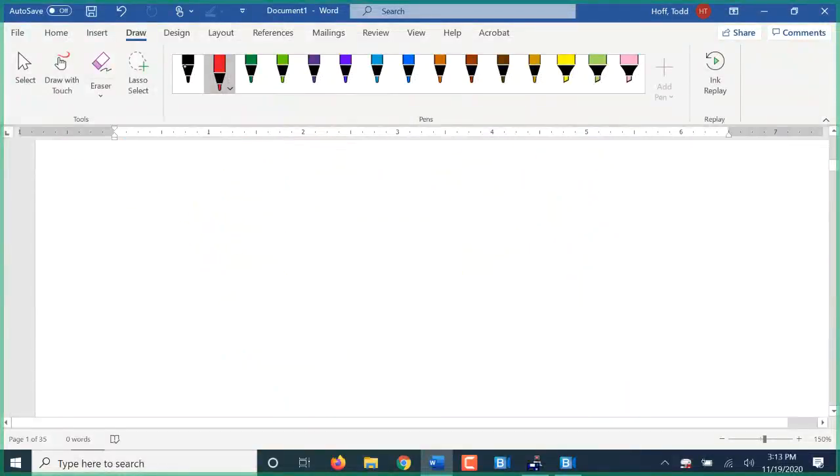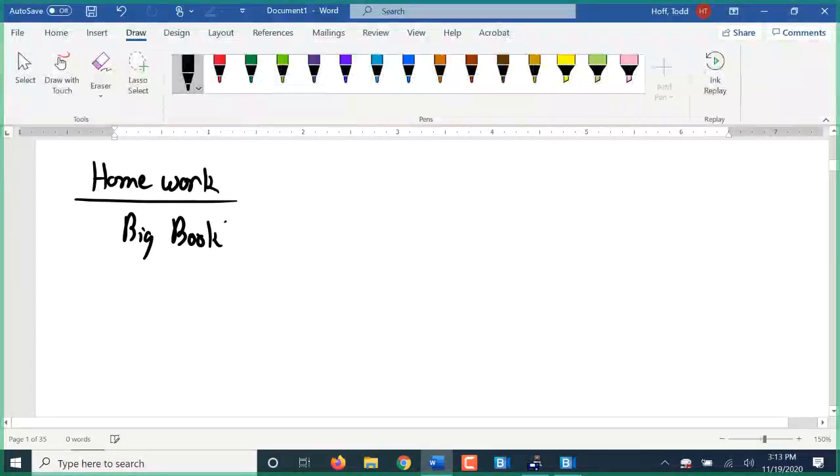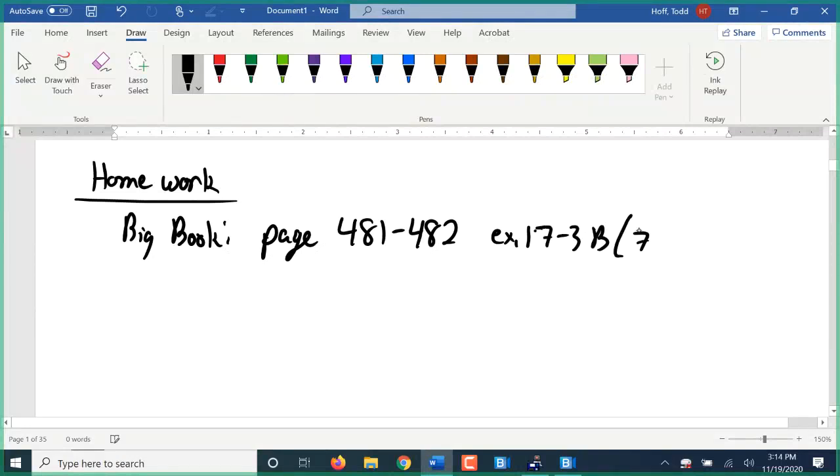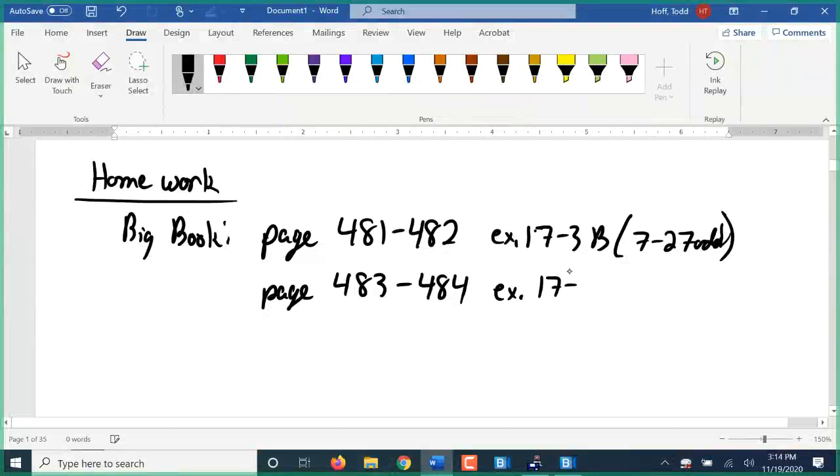Okay, I've cut into your homework time a little bit, so let's give you your homework here. Homework out of the big book. It is page, where did my page go? There it is. 481 through 482. Exercise 17-3B, 7 through 27, the odd. And page 483 through 484. Exercise 17-4, 7 through 21, the odd.